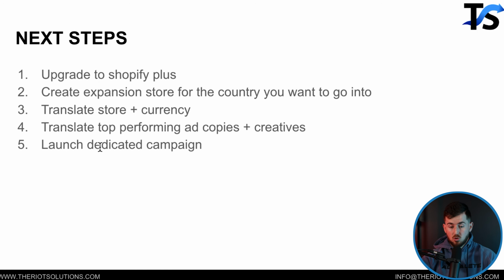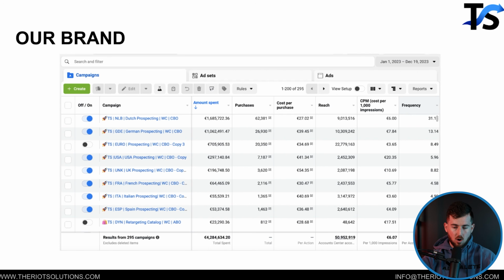Then simply from there, you want to translate the top performing ad copies and creatives. So if you have a creative with a lot of text in it, translate that over to German. And if you have a lot of ad copies, or just your ad copy in general, you can translate that over to German as well. And then you'll launch a dedicated campaign for that country. Here's just an example really quick for one of our previous clients, where we have literally a German campaign, USA campaign, French campaign, Italian campaign, for a variety of countries.